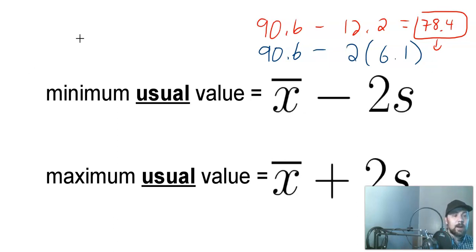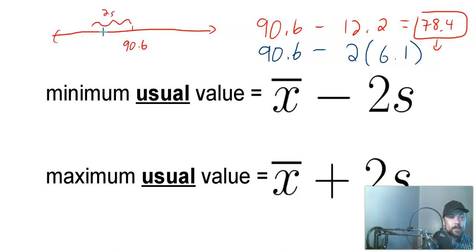All right, so if we think about that range, I like to put this on a real number line. So the mean here is at 90.6. I'm going to go 2 standard deviations to the left, and that gives me 78.4. If I go 2 standard deviations to the right, what do I get?